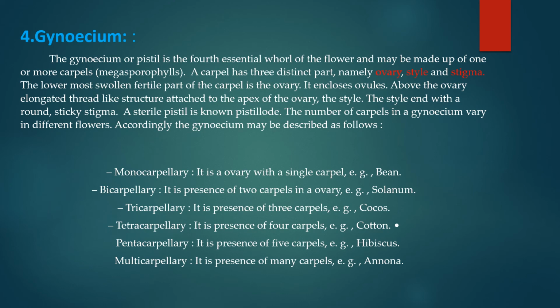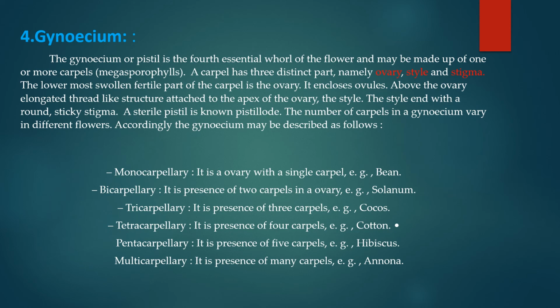Tetracarpellary is the presence of four carpels. Example, in the case of cotton, you can see the opening of the cotton bud. There are four. That is called tetracarpellary. It is the presence of four carpels. Example, cotton.